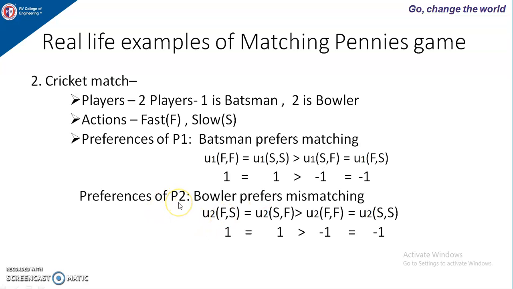The preferences of player 2: the bowler prefers mismatching because he wants to make the batsman out. So the highest preferences for the bowler will be fast-slow and slow-fast over fast-fast and slow-slow.